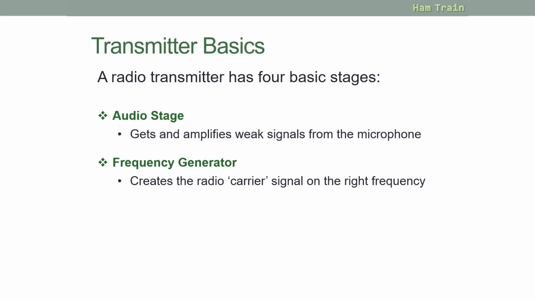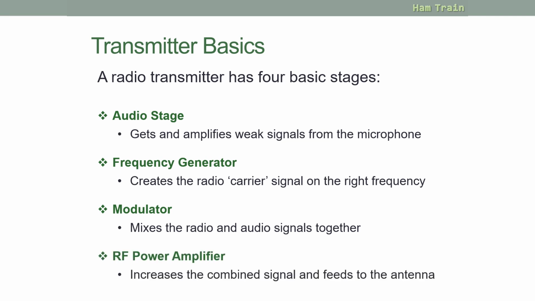As we mentioned, you have to mix these two together, the signal and the carrier. And that's done using something called a modulator. This mixes the radio and audio signals together. Once you've actually got your radio signal, it's then amplified using an RF power amplifier. This increases the signal and will feed it to the antenna.